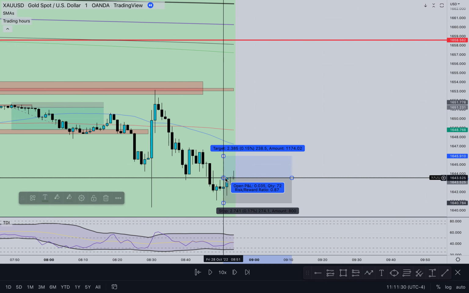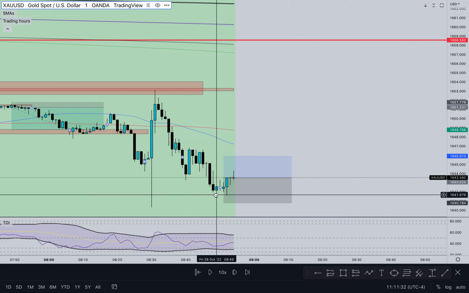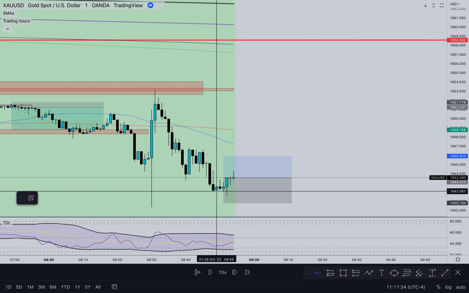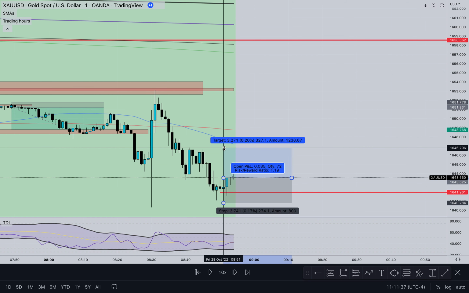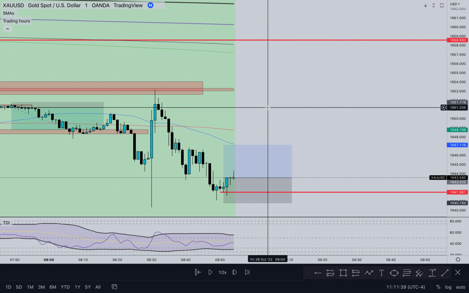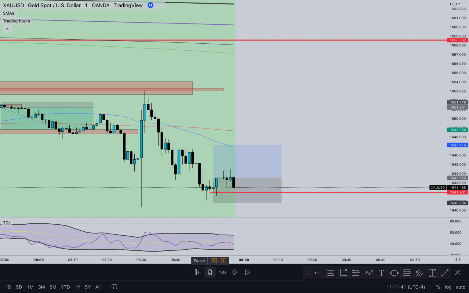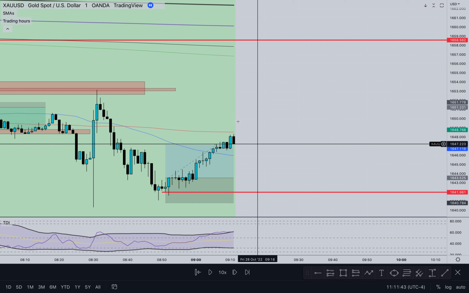Alright, so this was clearly a retest of the wick. Let me take out the doji. I just wanted the TP to touch this. As long as it touched this, I was cool. Moving average. Boom, boom, okay, that was cool.